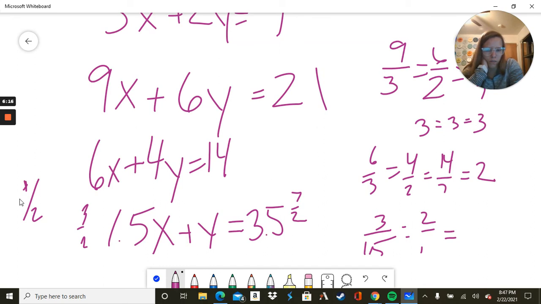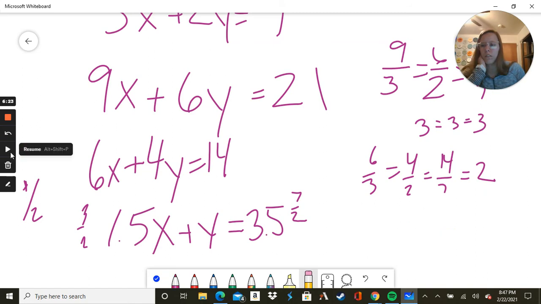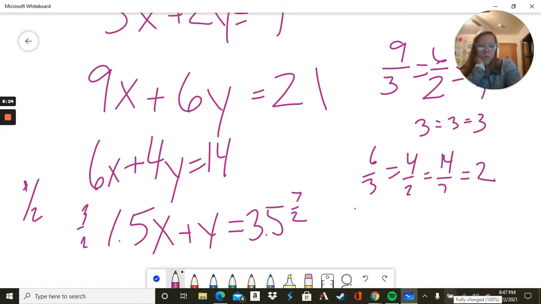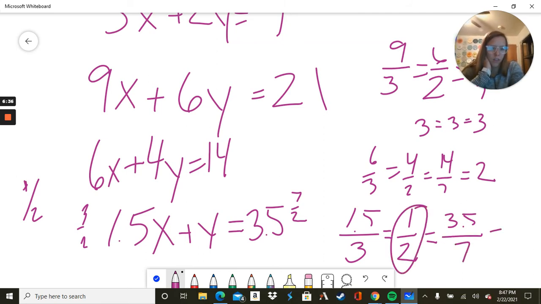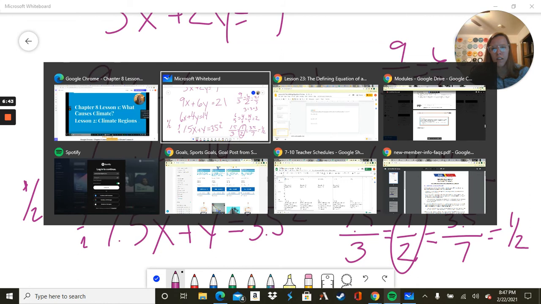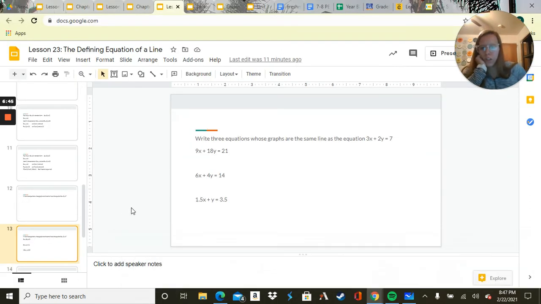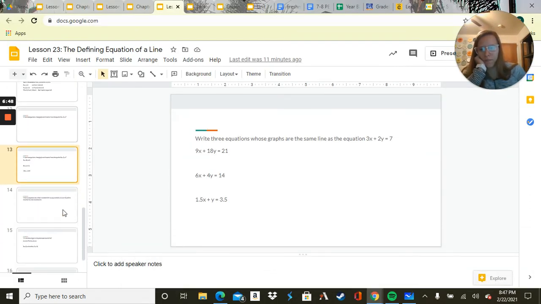My apologies, I did write it wrong. So 1.5 over 3. 1 over 2. 3.5 over 7. Now the simplest one is here. This is already 1/2. But that is what they all will equal. Okay, now let's go back again. So those are our 3 equations.